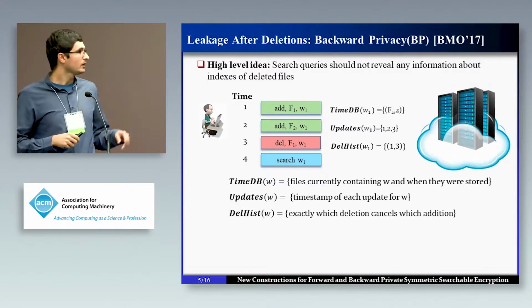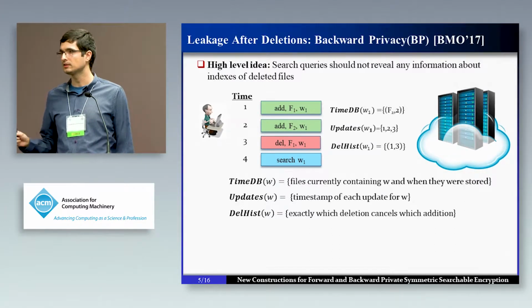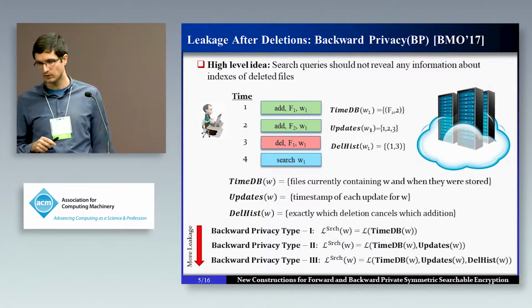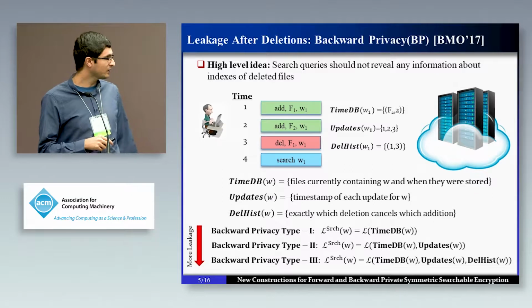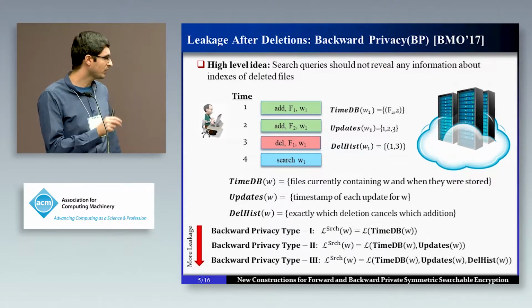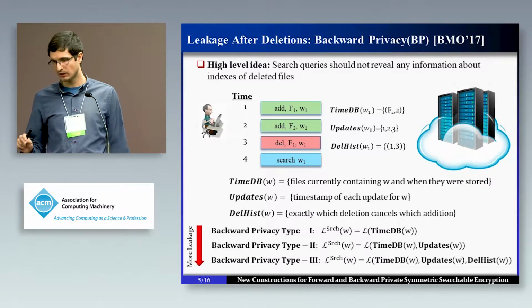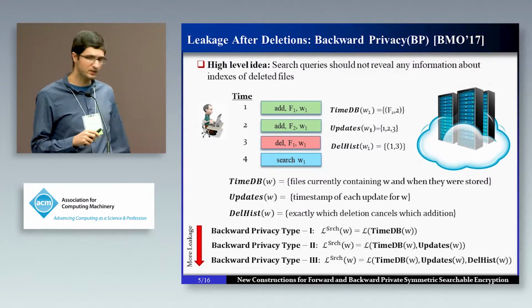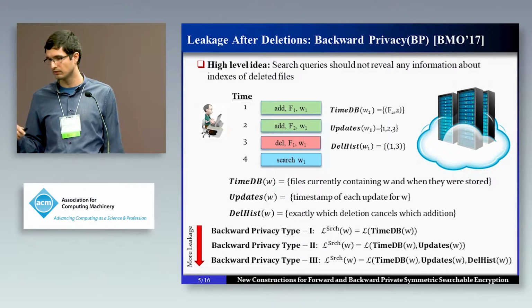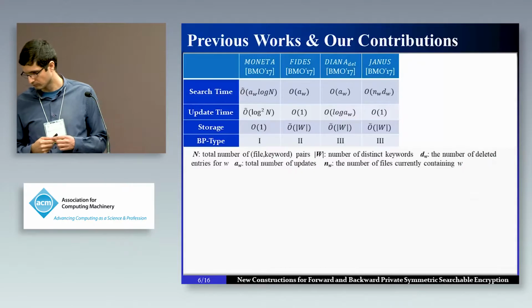Based on the three leakage functions, Bost et al. defined three backward privacy types. The first one is type 1, which reveals only TimeDB. The second one is backward privacy type 2, which reveals TimeDB and Updates. And the last one, type 3, reveals all of these functions. As we see, as we go from top to bottom, we get less secure schemes.